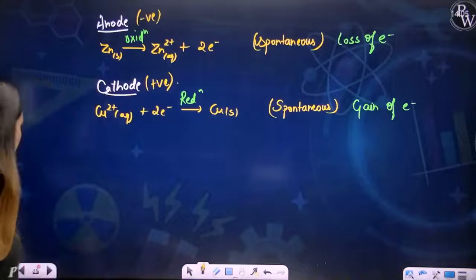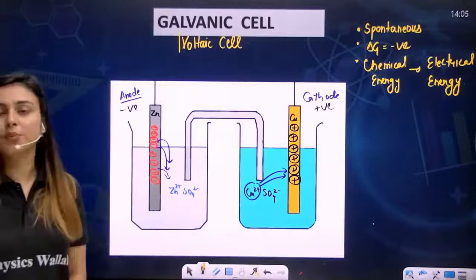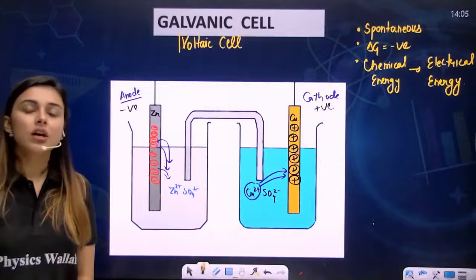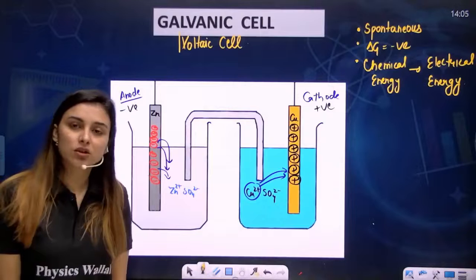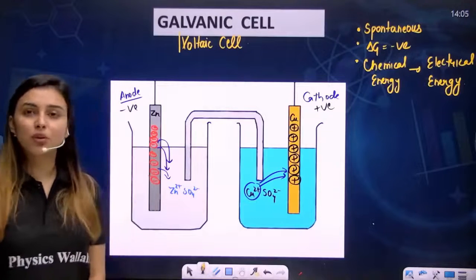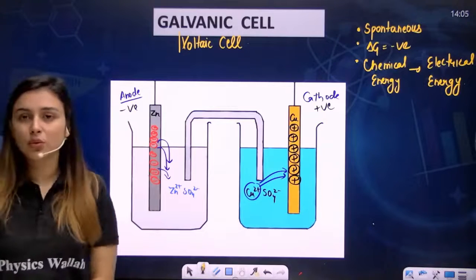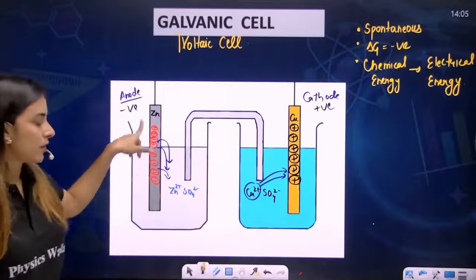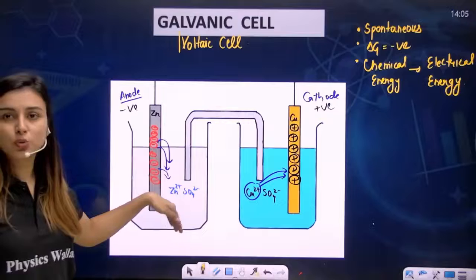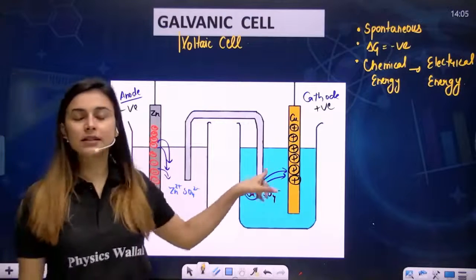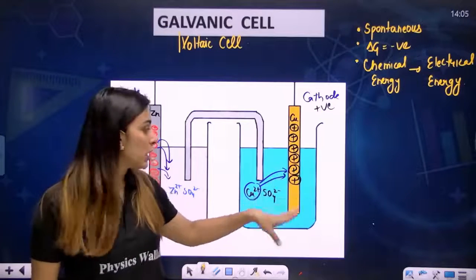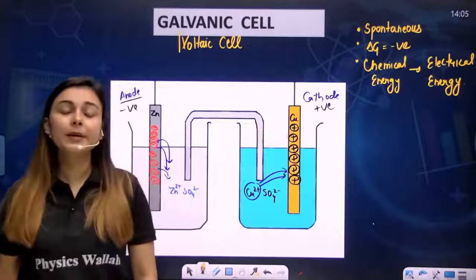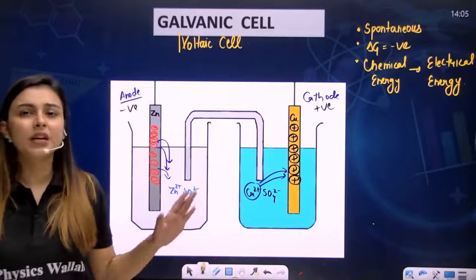I hope you're clear with this concept. Till now, we just saw the two spontaneous reactions, and seeing them, we saw which is anode and which is cathode. At the anode, loss of electron takes place, so the electrons stay on the surface and the zinc goes into Zn2 plus, so this will be negatively charged. And since Cu2 plus is gaining 2 electrons, this electrode will be positively charged. I hope till now there's no issue.